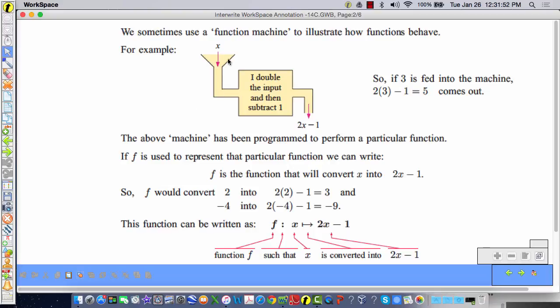Here we go. We have an input. That is going to be your domain. And it says I double the input and then subtract 1. So doubling x, subtracting 1 is represented there. That gives you your range.